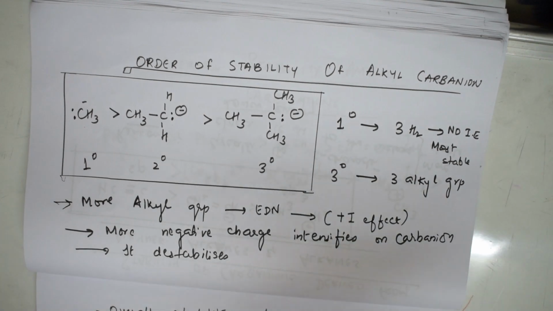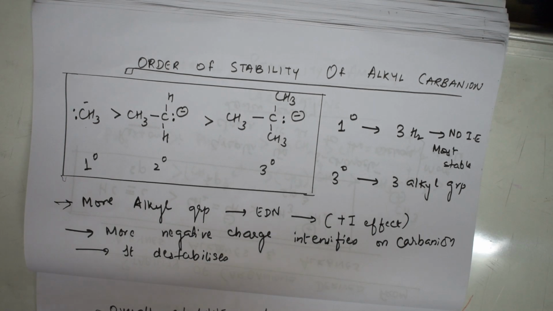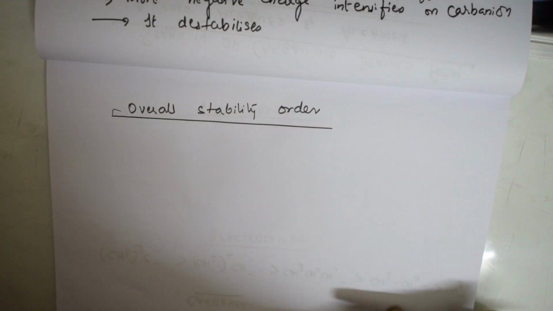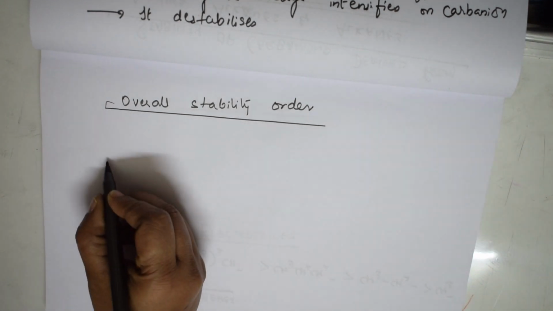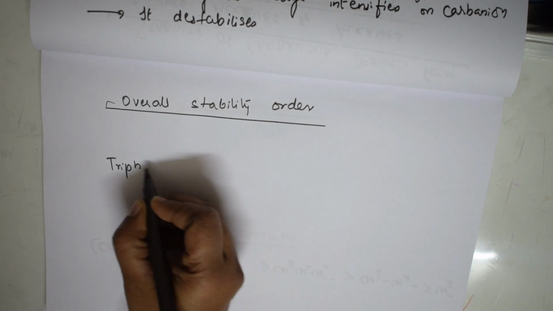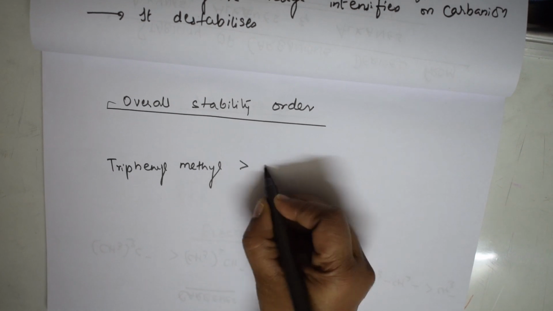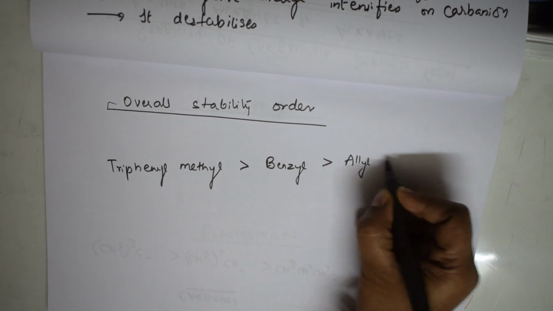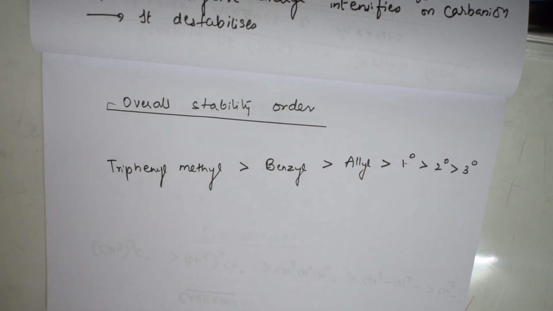Perfect, right? So we have seen free radical stability, carbocation, and carbanion. Now let us see the overall stability. For carbanion, remember the overall stability is triphenylmethyl greater than benzyl, greater than allyl, greater than primary, greater than secondary, greater than tertiary. This is fine, students. Okay.